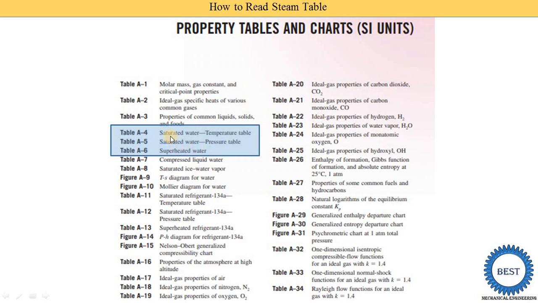Here there are three types of tables. The first one is the saturated water temperature table. Temperature table means if we know the temperature of the steam, then we can find out the properties of the steam from the temperature. The other is the pressure table, from which we can find out the properties of steam from the pressure. So if we know the temperature or the pressure, we are able to find out the properties of steam. We can understand them one by one. First we understand table A4, the saturated water temperature table.